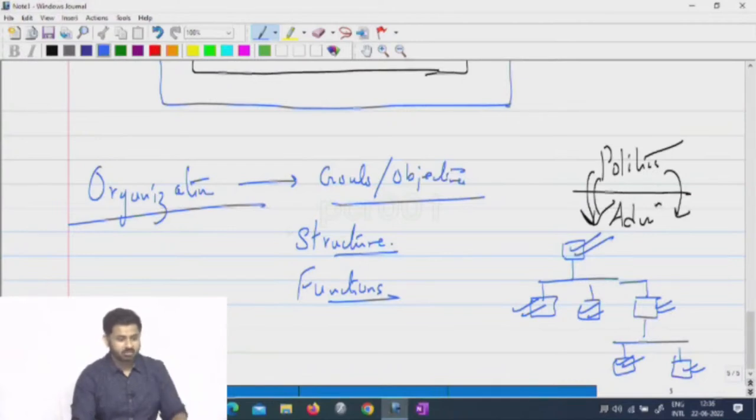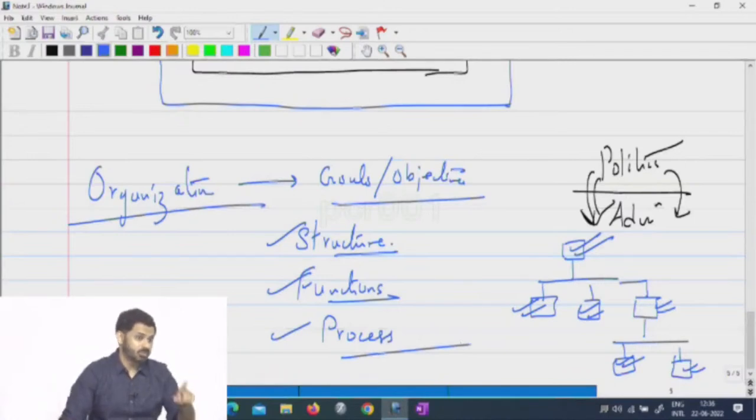So structure, function, and then how they will work is the process. Remember these three terms now. These are important components of organization. Every organization will have a structure. Then there will be functions allocated and some process by which the organization will work.